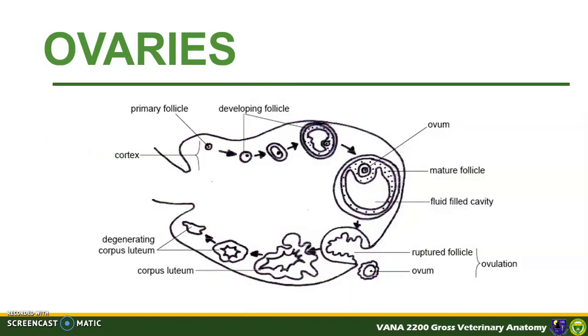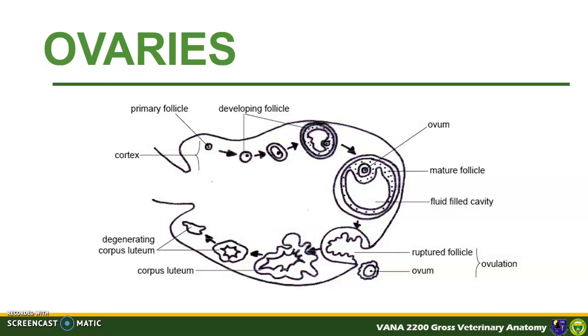Here is another figure showing the follicles present at the cortex of the ovaries at various stages. From the primary follicle to developing follicles to mature follicles called Graafian follicles. After ovulation, the structures called corpus luteum and corpus albicans will be seen. This topic will be given emphasis in your histology and physiology courses later.